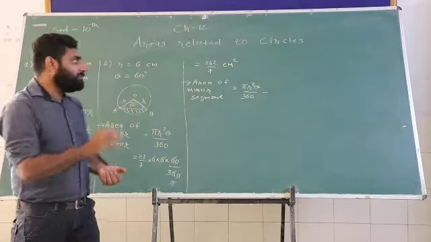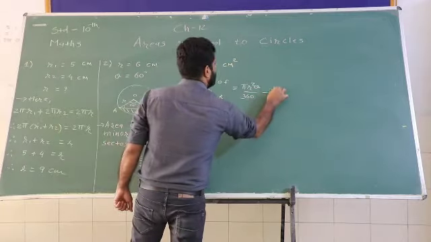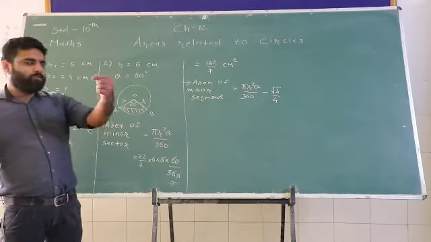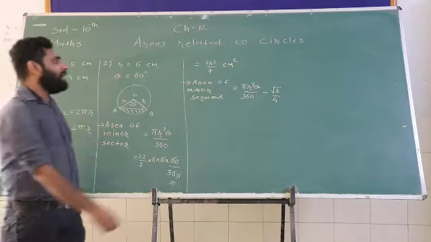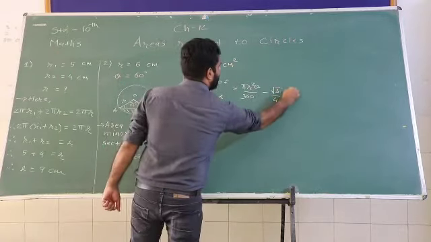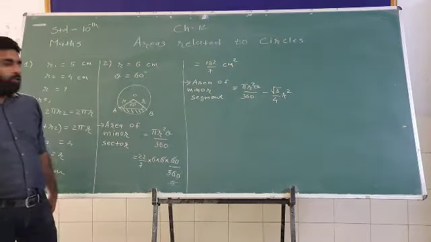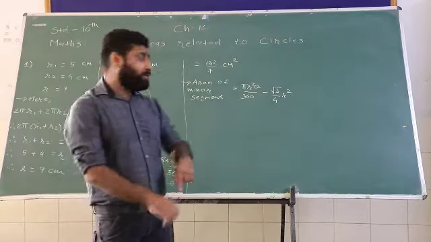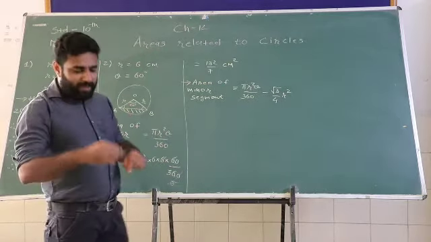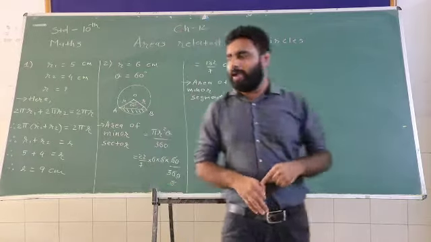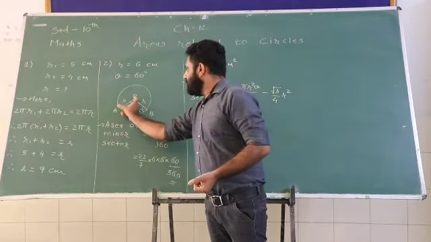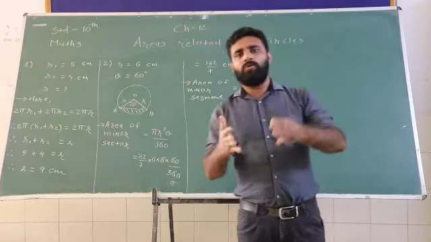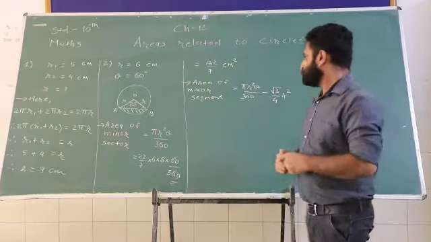And the area of an equilateral triangle is root 3 by 4 L square, L being the length of the side. Here the length of the side is r, so it will be r square. Every time the area of the triangle will not be root 3 by 4 r square. It depends on the angle. If the angle is 90 degrees, you can directly find 1/2 base height. By different means, you can find the area of the triangle.